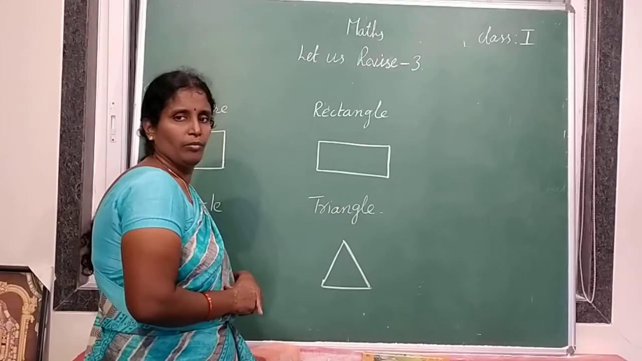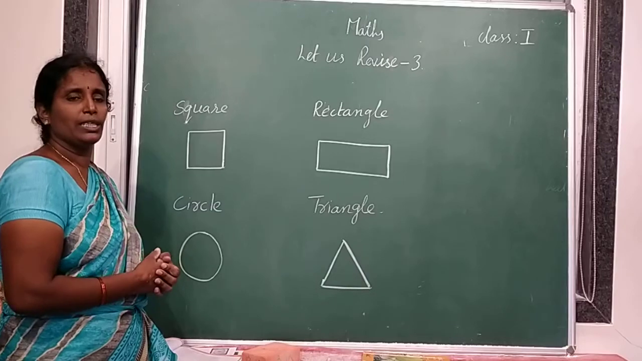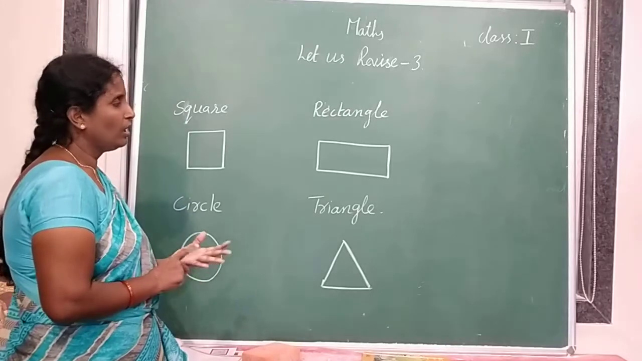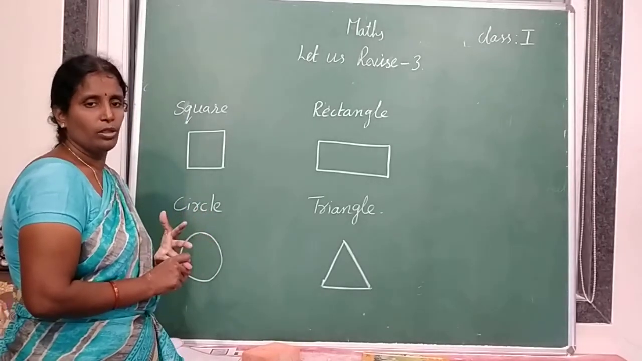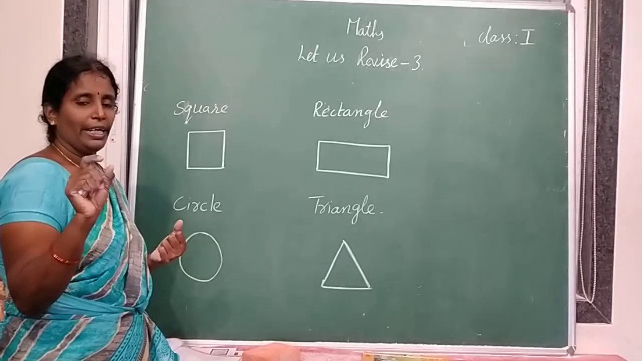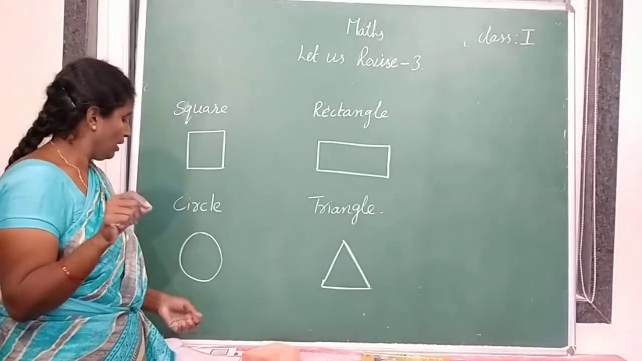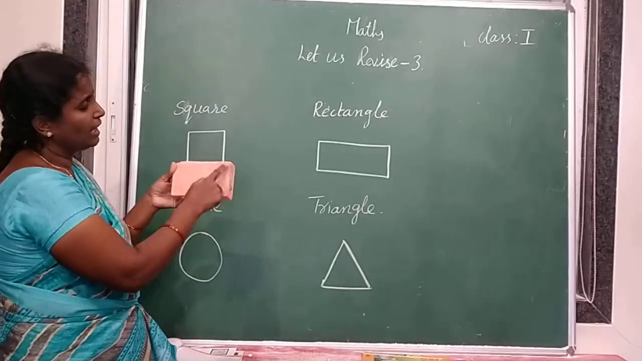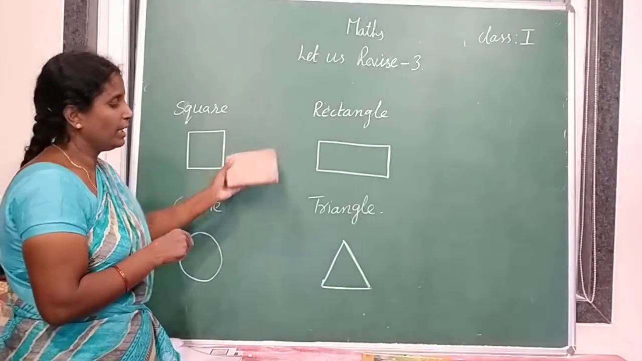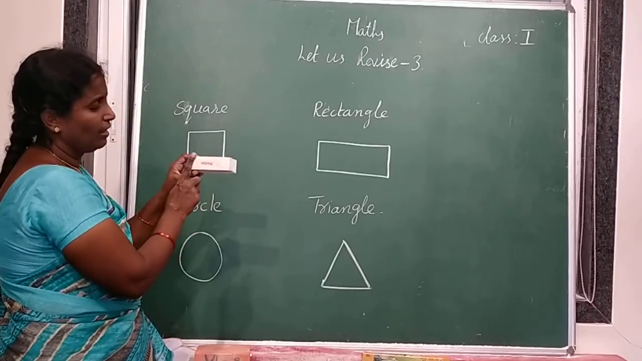Okay. Now give some examples of square shape objects. Carrom board, chess board. Okay. Next, dice also, its face looks like a square only. Okay. If you see this duster, it looks like a rectangle. So rectangle. And next, this also looks like a rectangle.